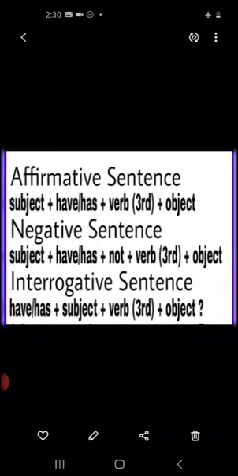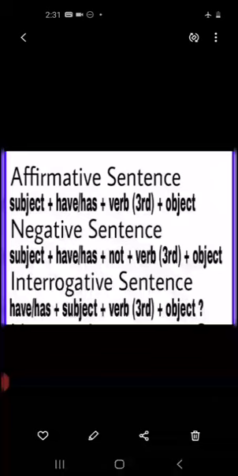Alright, have a look at the rules. In perfect tense, we use has or have and the third form of the verb. For singular, we use has, and for plural, we use have. For affirmative, have a look at the structure. Subject plus has, have plus third form of the verb. For negative, subject plus has, have plus not plus third form of the verb. And for interrogative, we put has or have before the subject. Okay, and then subject plus third form of the verb.